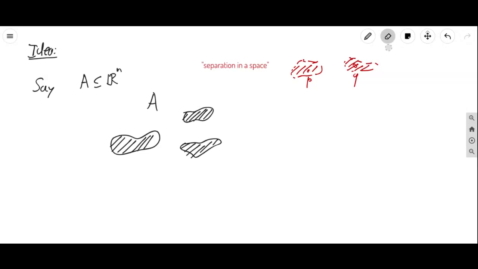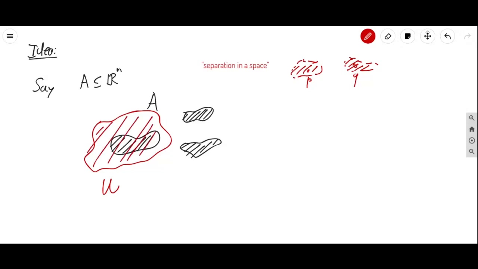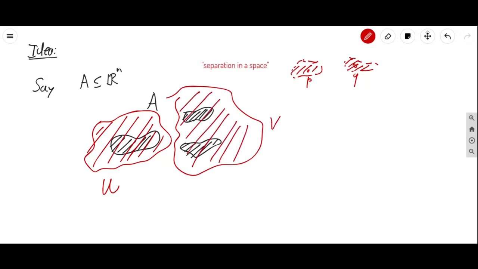So based on this, you're going to say something very similar. You're going to say that you can find some open set. I'm going to draw this without a broken line, but we should understand that this is an open set. You can maybe find some open set U that's going to contain all of that. And then maybe you can find another open set, let's call this V, that contains all of that. And the two open sets do not overlap. That's exactly what it means to be separated. There's space in between them.